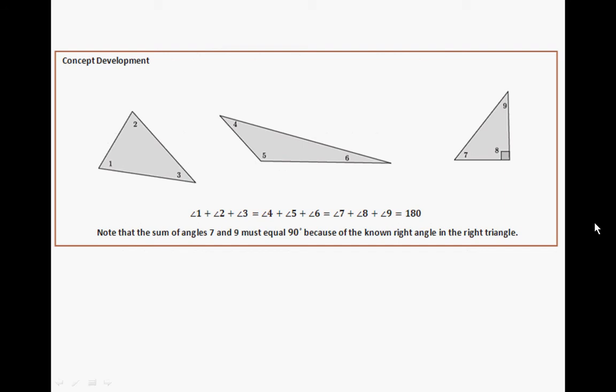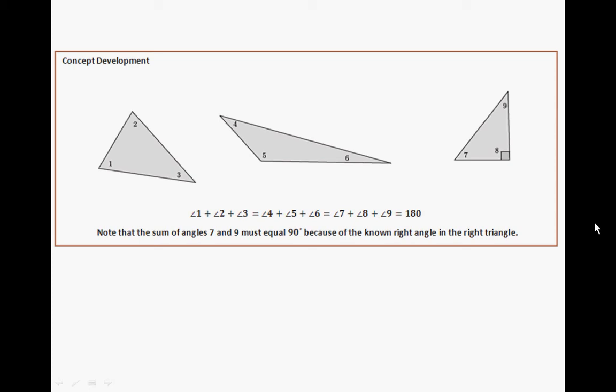So here is our concept development. Angle 1 plus angle 2 plus angle 3 is equal to angle 4 plus angle 5 plus angle 6, which is equal to angle 7 plus angle 8 plus angle 9, and they are all equal to 180 degrees. And notice that we're talking about the measures of these angles, whatever those measurements are. When you add those three up, they're always going to be 180 degrees.